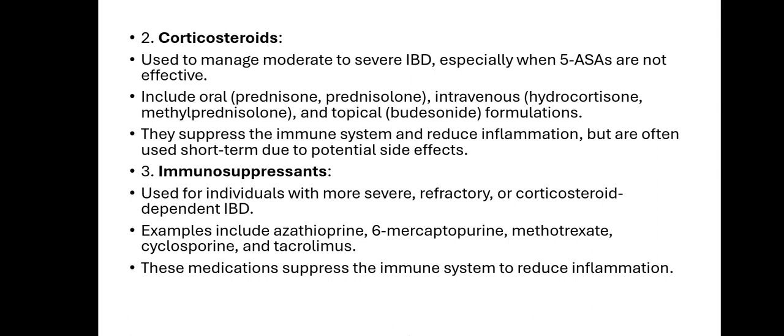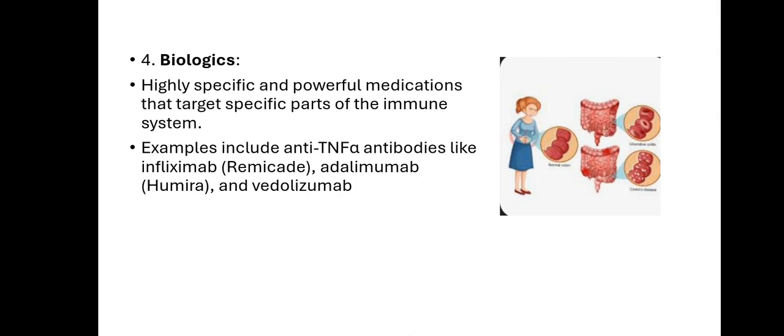Immunosuppressants. Used for individuals with more severe, refractory or corticosteroid-dependent IBD. Examples include azathioprine, 6-mercaptopurine, methotrexate, cyclosporin, and tacrolimus. These medications suppress the immune system to reduce inflammation. Biologics. Highly specific and powerful medications that target a specific part of the immune system. Examples include anti-TNF alpha antibodies like infliximab, adalimumab, and vedolizumab.